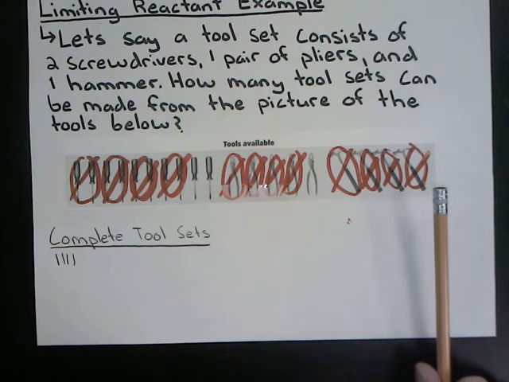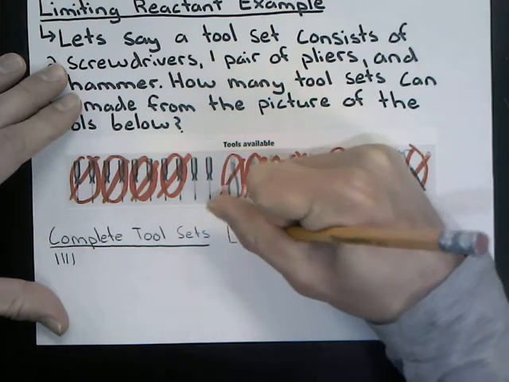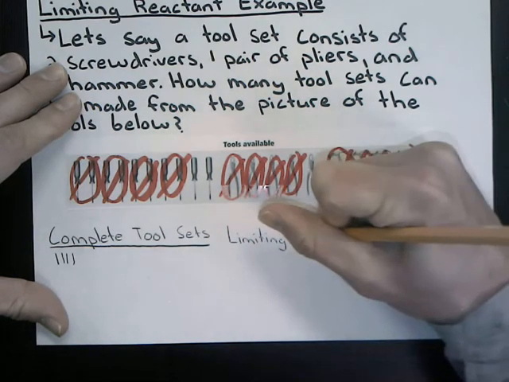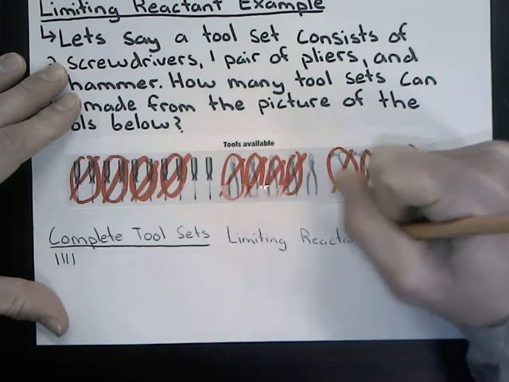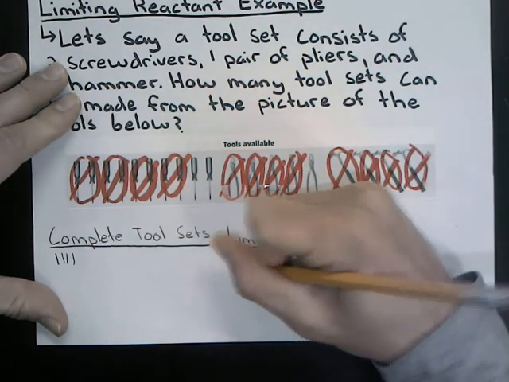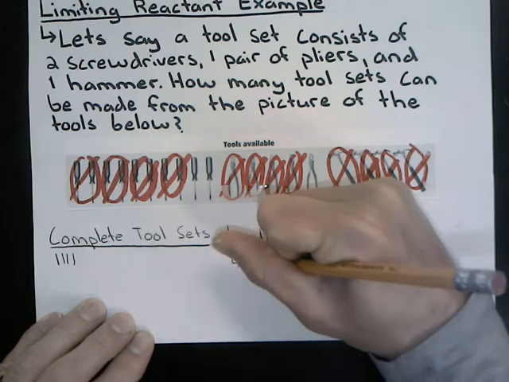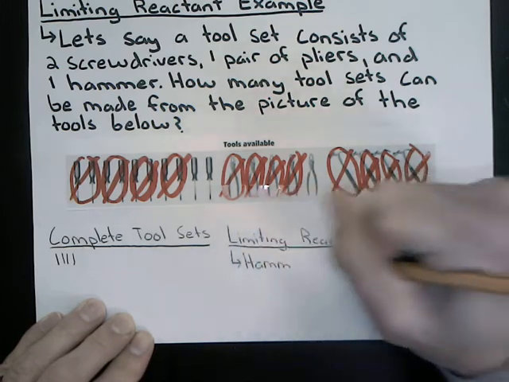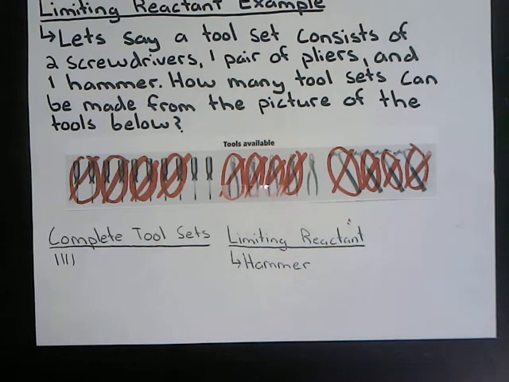Well, the answer is no. So our limiting reactant in this example here is our hammer, because we ran out of hammers prior to making that 5th set. It was the first thing to run out. So that hammer is our limiting reactant.